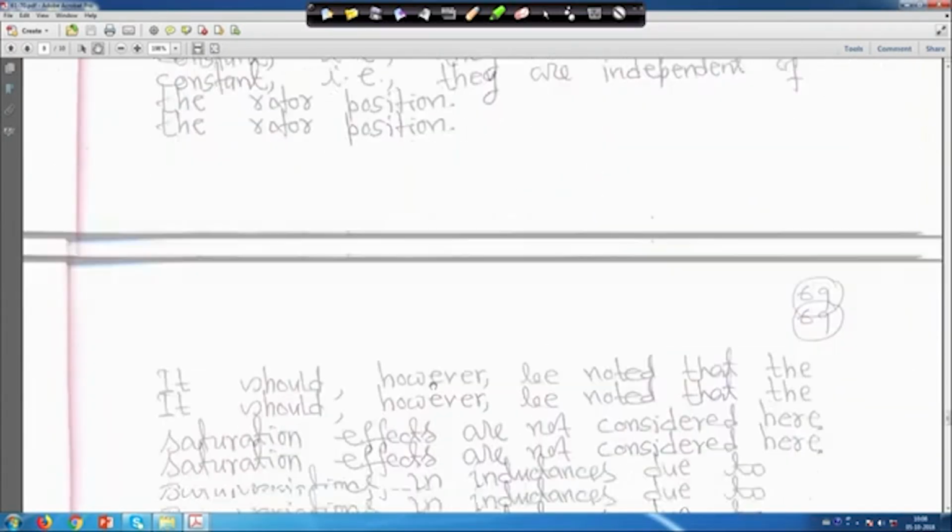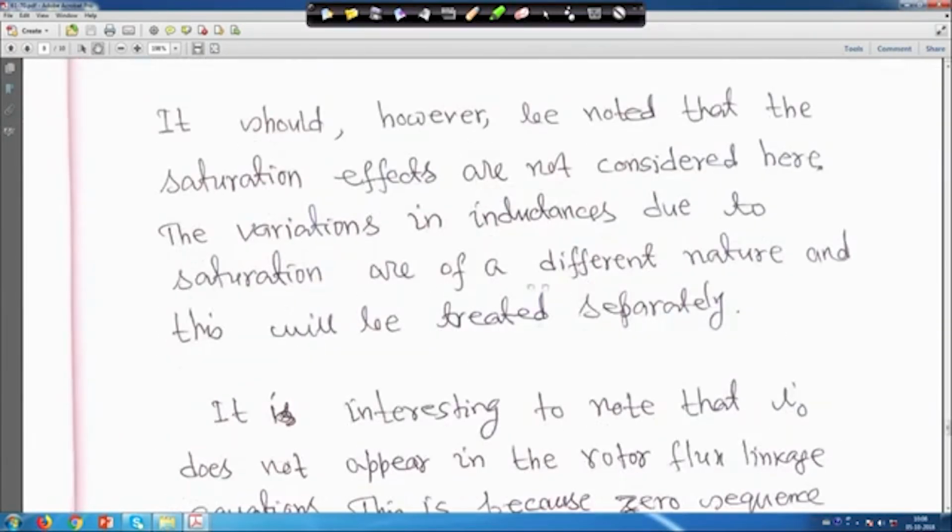It should however be noted that we have not considered the saturation effect, and throughout this course we will not consider it, as things will be more complicated. The variation in inductances due to saturation is of a different nature, and this will be treated separately. So we will not consider that saturation effect here.